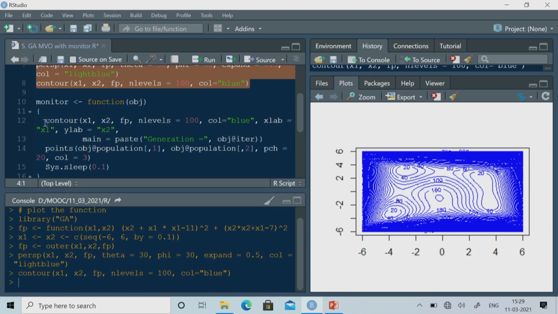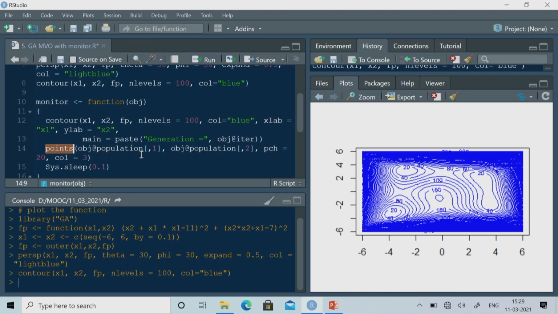In this case, earlier in the monitor function we used curve because that was a single variable function, but in this case I have used contour. Here we have two variables, that is x1 and x2. This is the function value, then number of levels, control levels I have used 100, then color I am using blue, and then I am also defining what is x level and y level. Then in the main I would like to write the generation. So, that I am doing here, and then I am putting the population, that using points function.